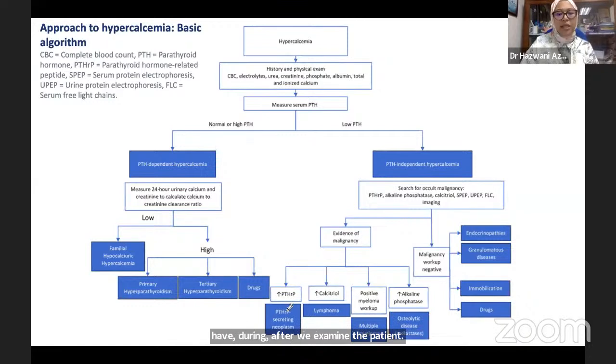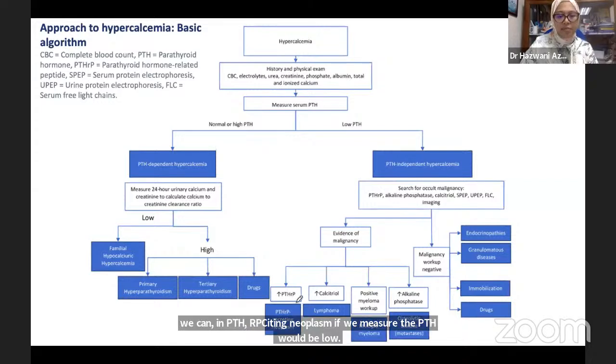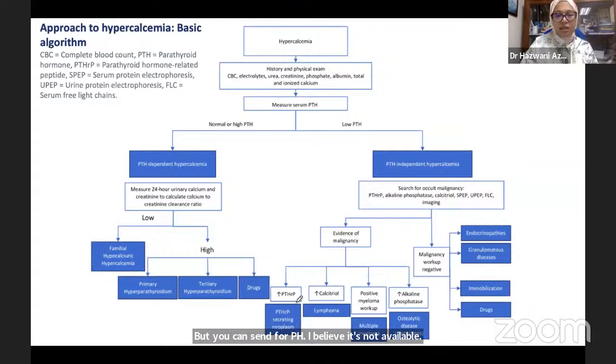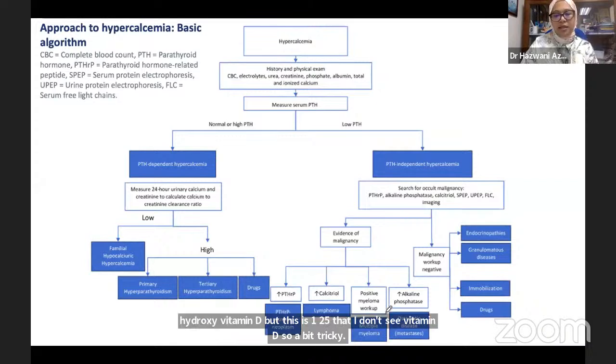So we can measure in PTHrP secreting neoplasm. If we measure their PTH, it would be low, but you can send for PTHrP. I believe it's not available in Malaysia till now, especially in KKM. Of course, it's not available. So for vitamin D related, you can confirm by measuring 1,25 dihydroxy cholecalciferol, which is not available in the KKM facilities, because the one that we measure is calcidiol, or 25 hydroxy vitamin D, but this is 1,25 dihydroxy vitamin D, so a bit tricky. So we proceed and trace fast our myeloma workup, and then we can move on with our next line of action.